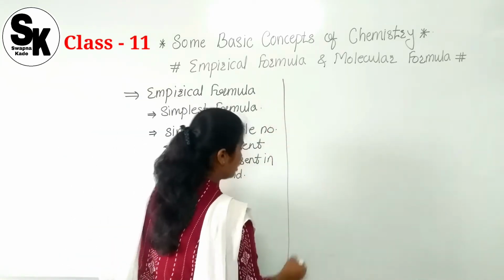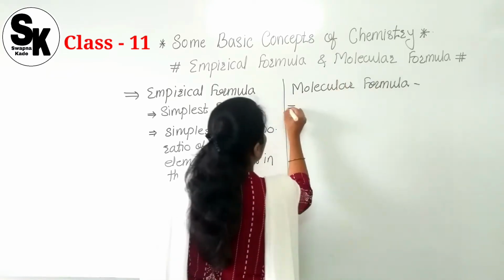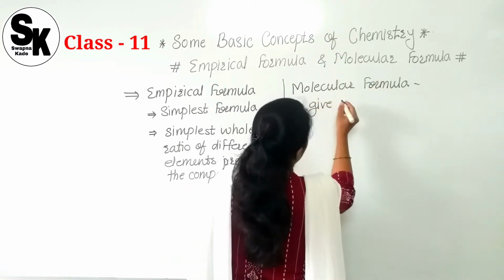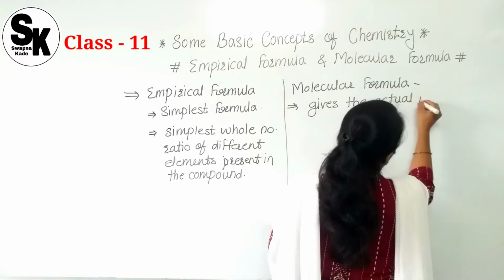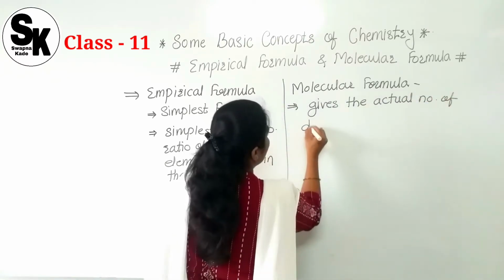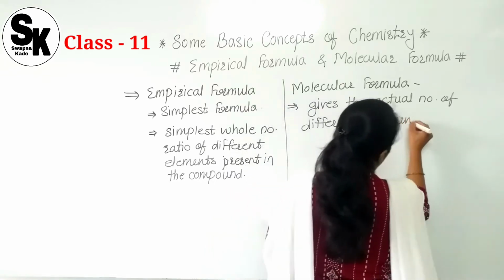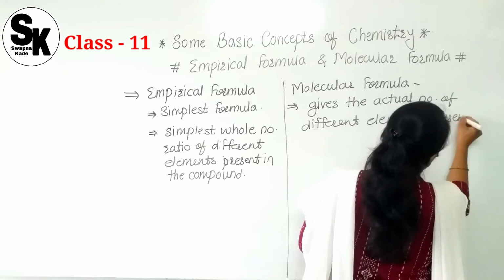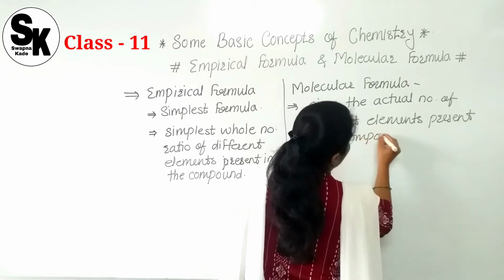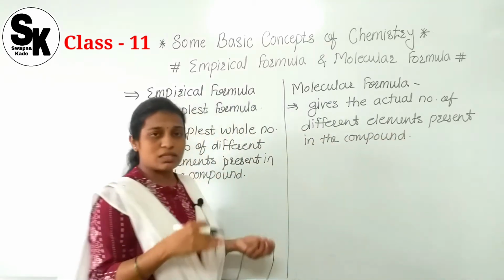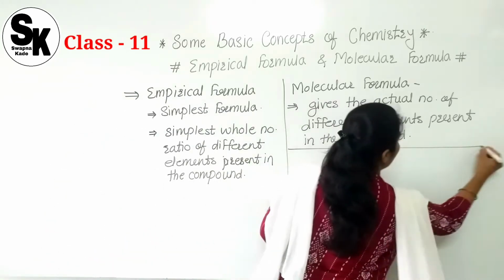Now what about the molecular formula? The next term is the molecular formula. It gives the actual number of different elements present in the compound. Now how to identify which one is the empirical formula and which one is the molecular formula? For that purpose we will discuss some examples.